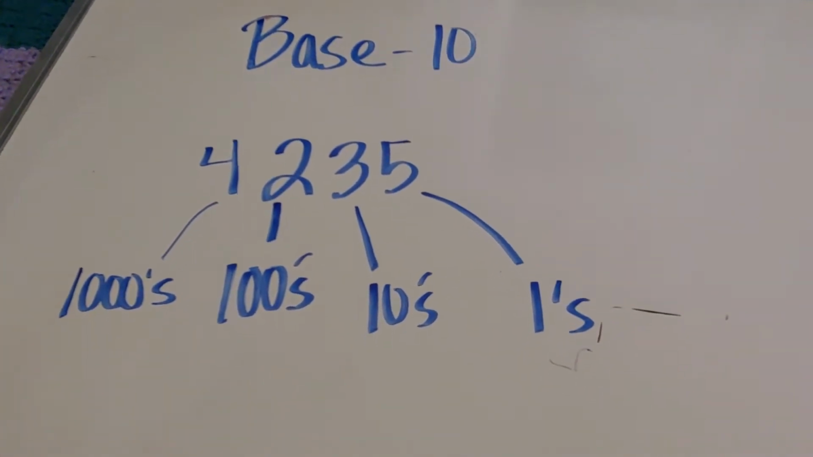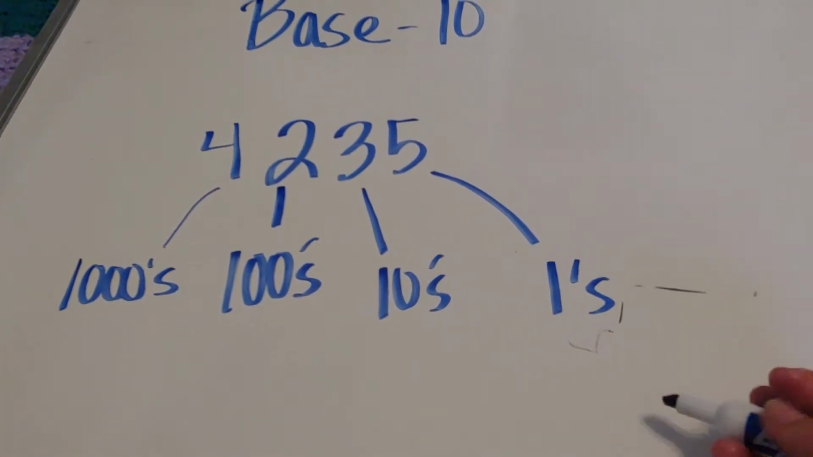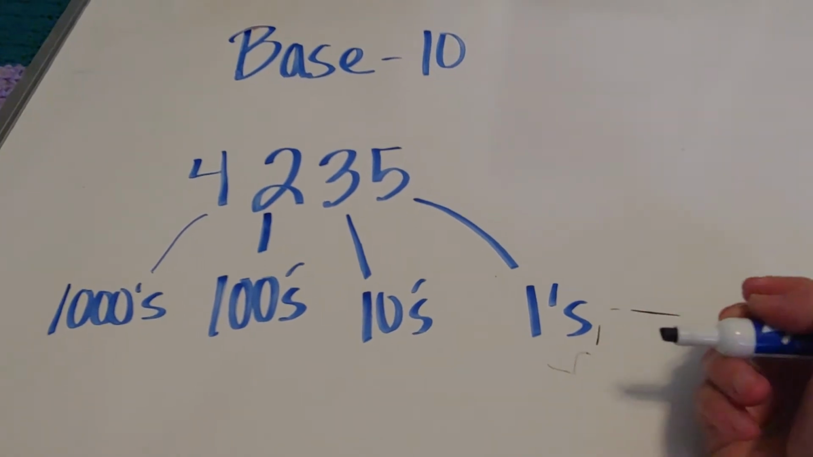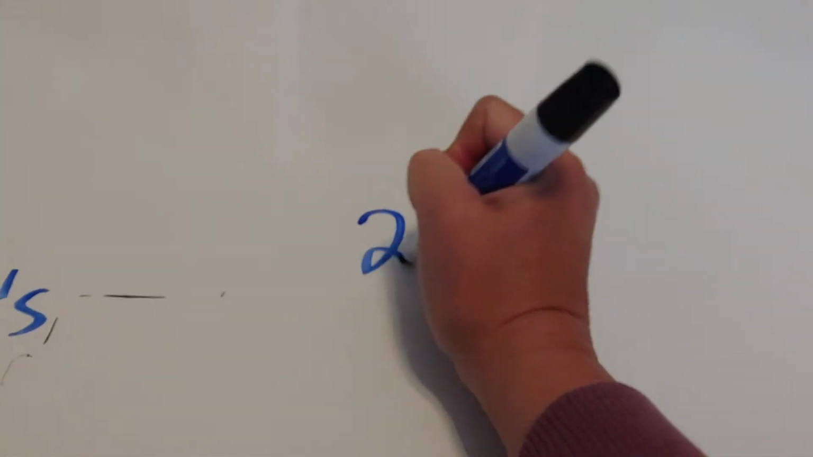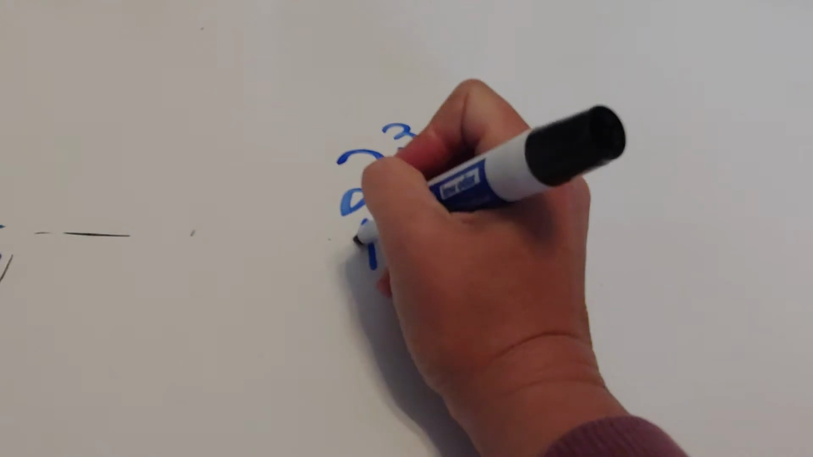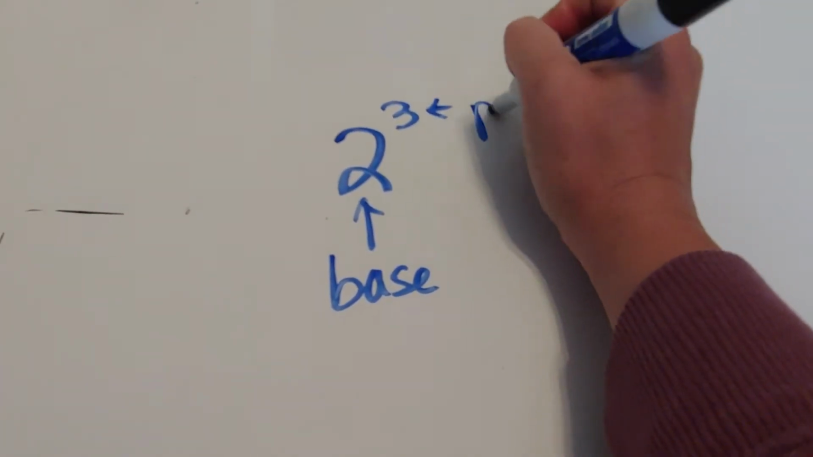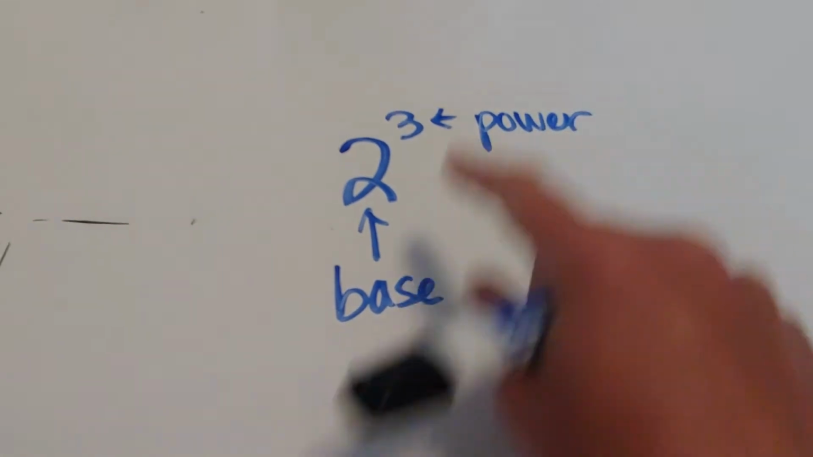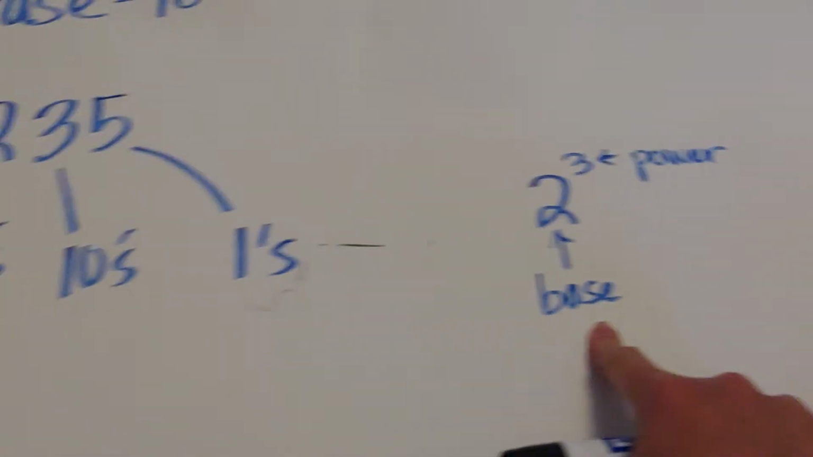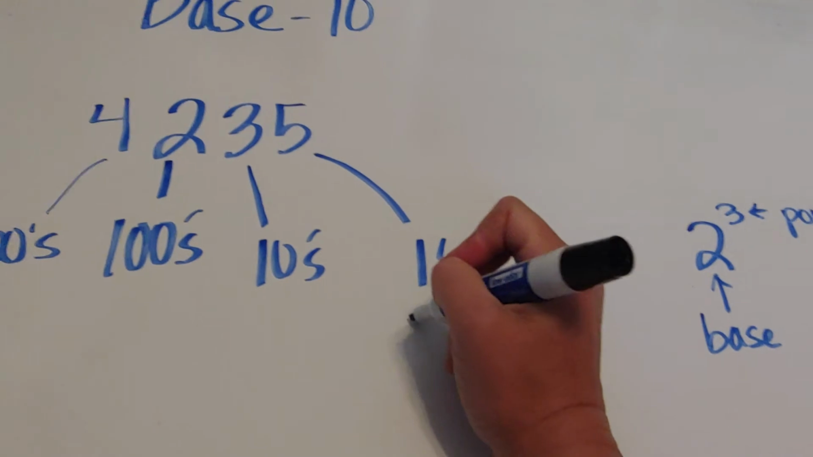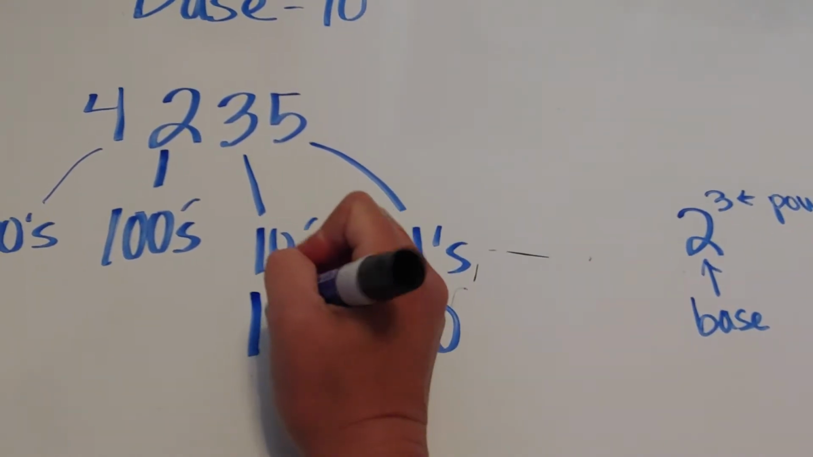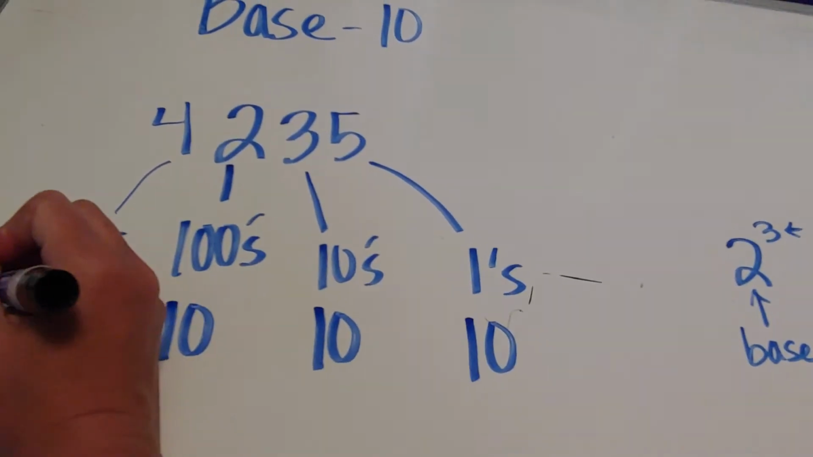The reason why it's called base 10 is because when you think of a thing with an exponent, like if I were to have 2 to the third power, we call this the base, and this is the exponent or power. All right, what we're saying is that in the base 10 system, all the bases over here are 10. This is 10 to powers.